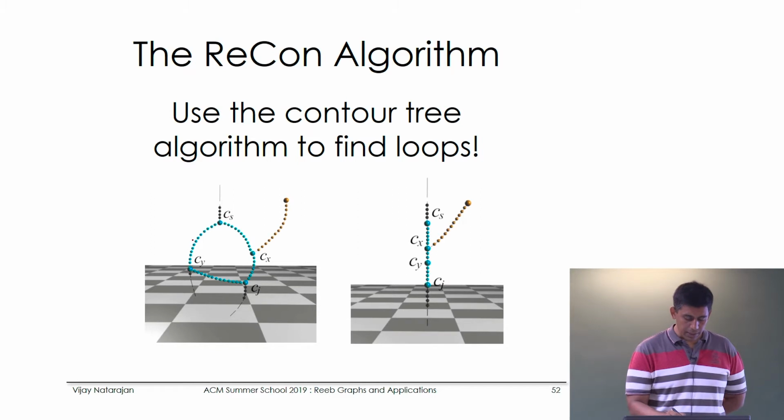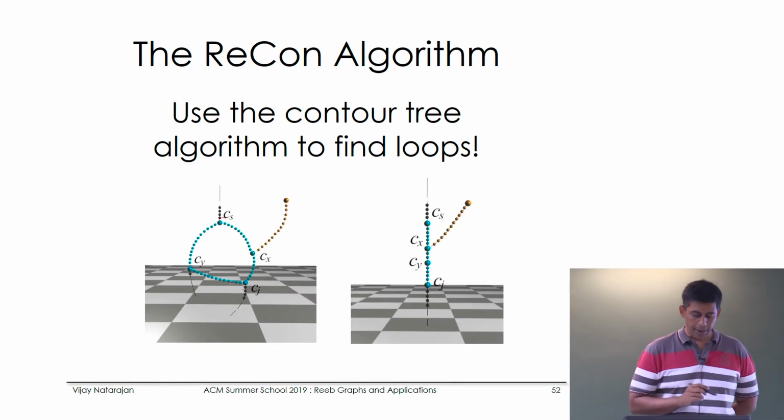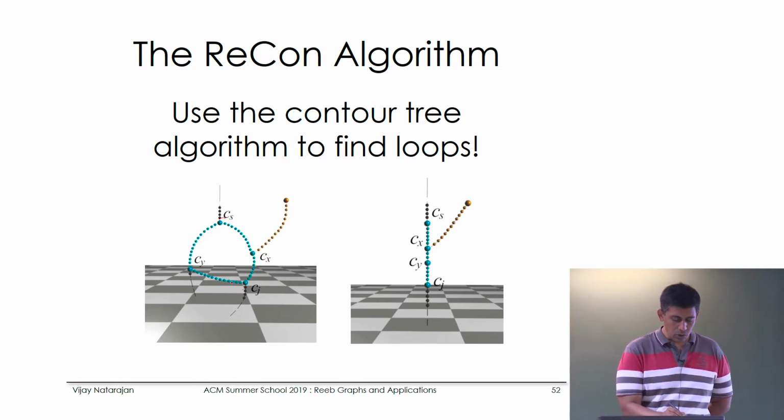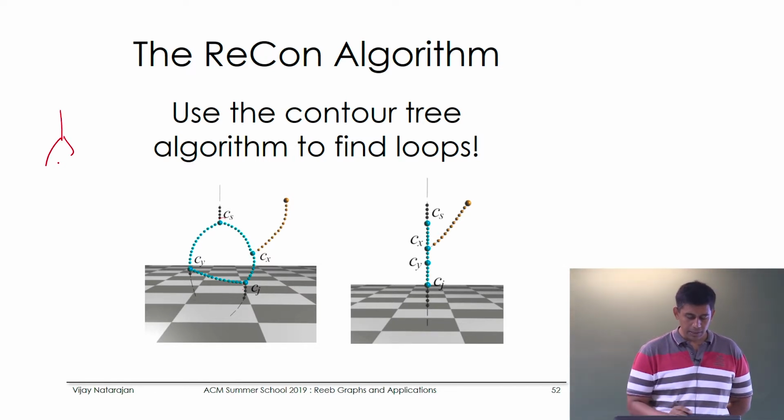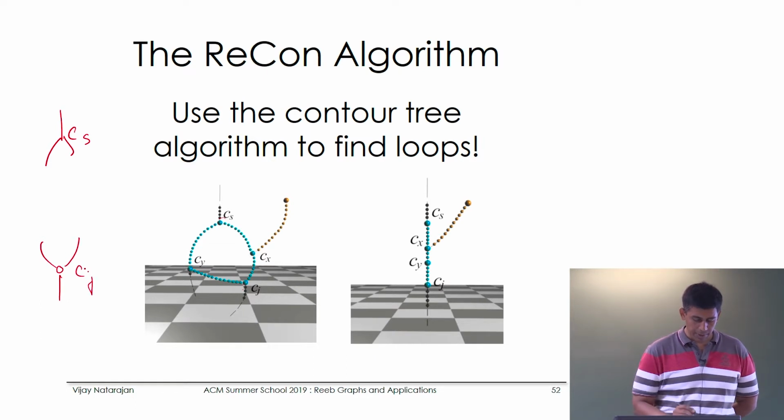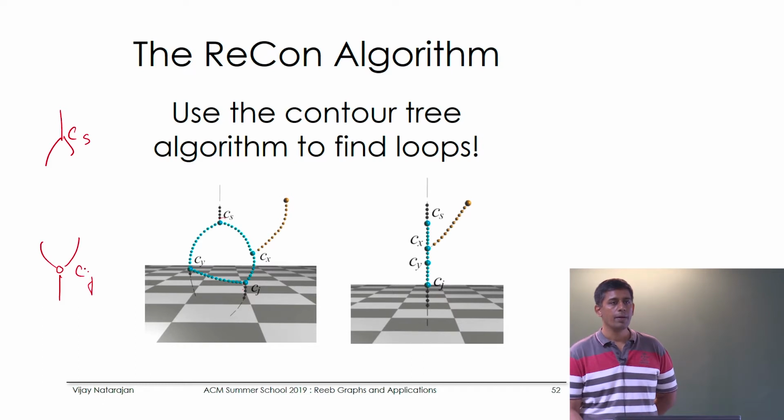I define this loop by the lowermost critical point C sub j and the highest critical point C sub s. Each loop within the Reeb graph will have these, C sub s and C sub j, and both have to be saddles. They cannot be minimum or maximum. They have to be saddles, so degree 3. Fine. So, locally C sub s will look like this, and C sub j will look like this.